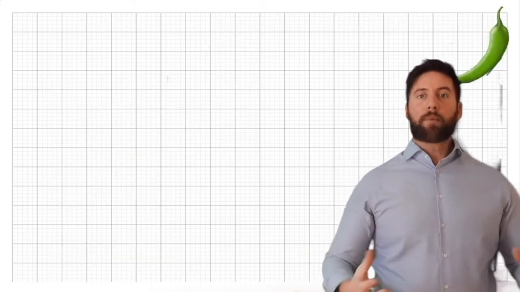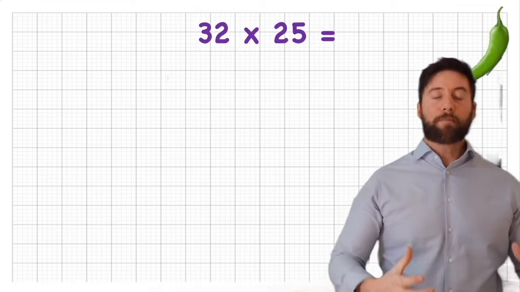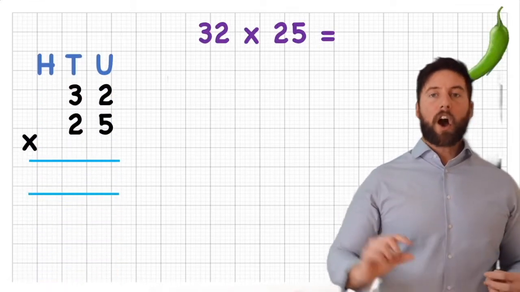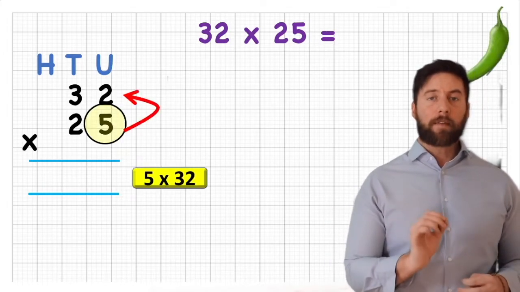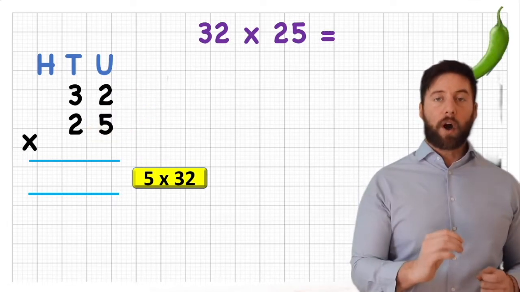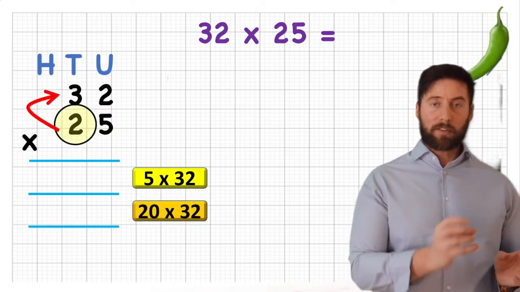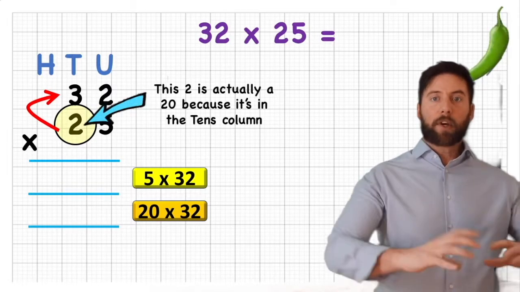So let's use the example 32 times 25. And we're going to start at our smallest value, but it's really important to understand what we're doing. Our first row is actually going to use this unit here times 32, so it's going to be 5 times 32. And our second row, our last row, is going to be 20, which is what this 2 represents, 20 times 32. And then we're going to add them together.